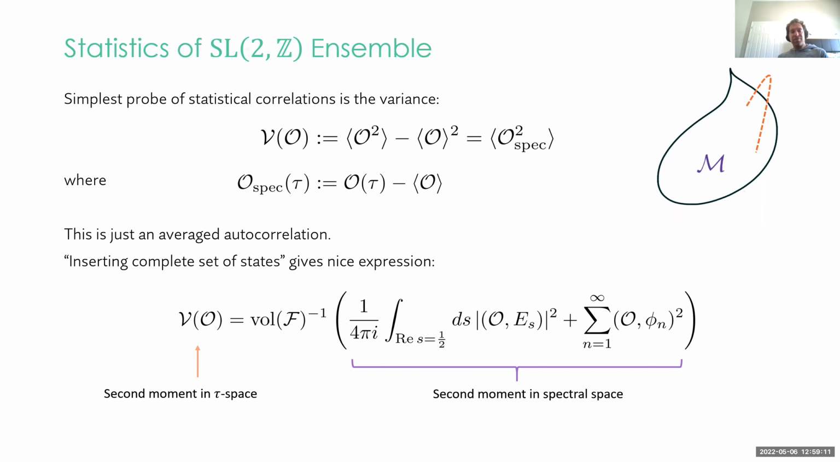You insert a complete set of states, as it were. This is usually known as Parseval's theorem. And you get a nice expression. You just take the spectral overlaps and square them and add them all up. So to say it a little bit more fancifully, the second moment in tau space, that is the variance, is equal to the second moment in spectral space. We square the spectral overlaps and then we integrate.